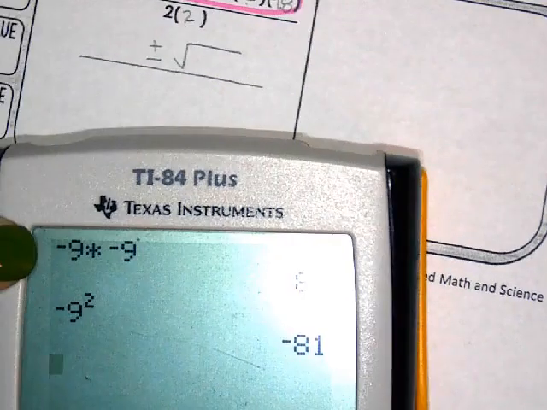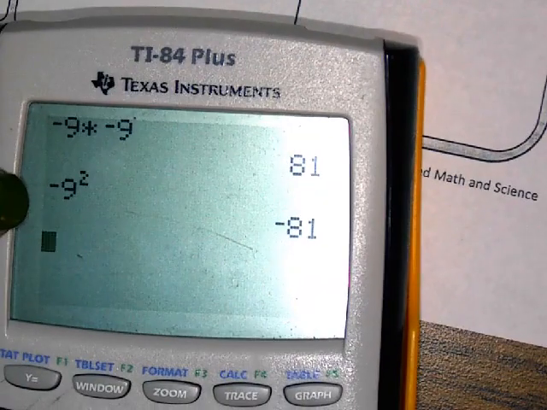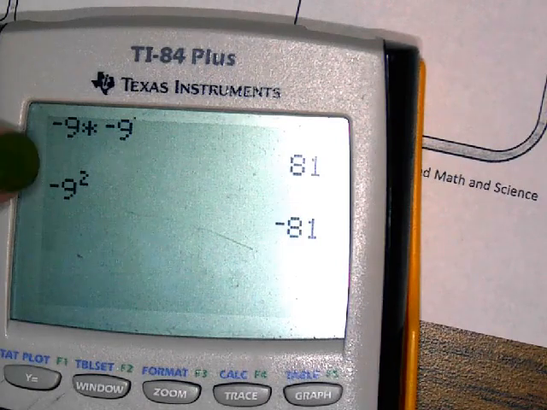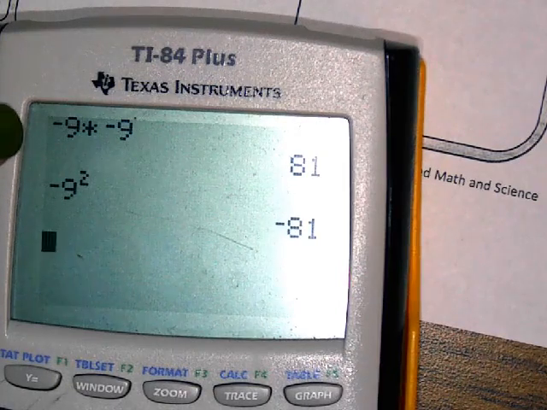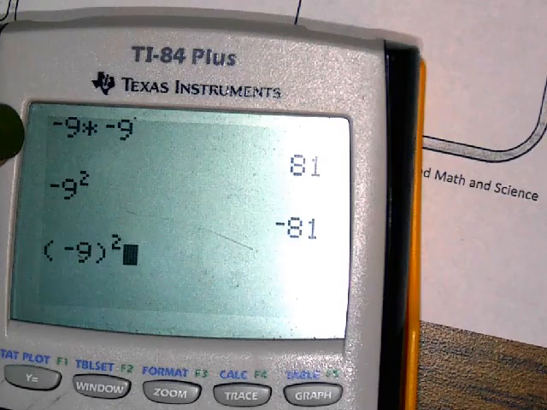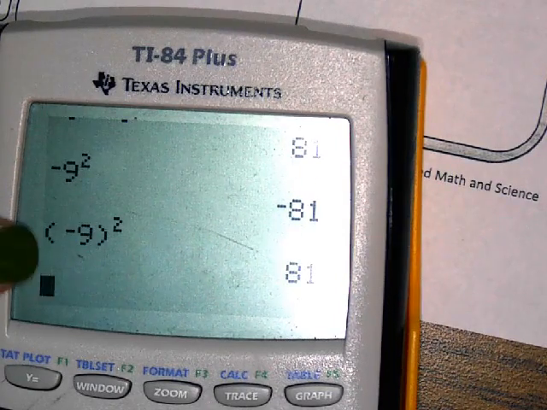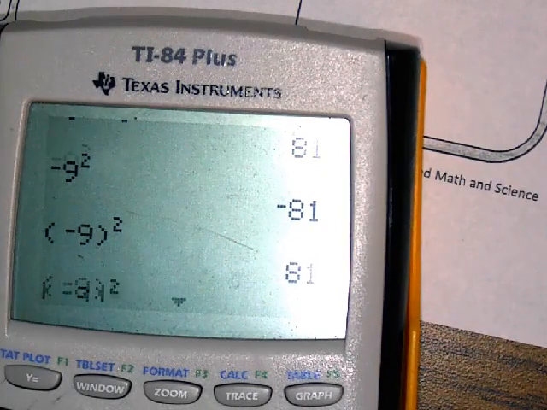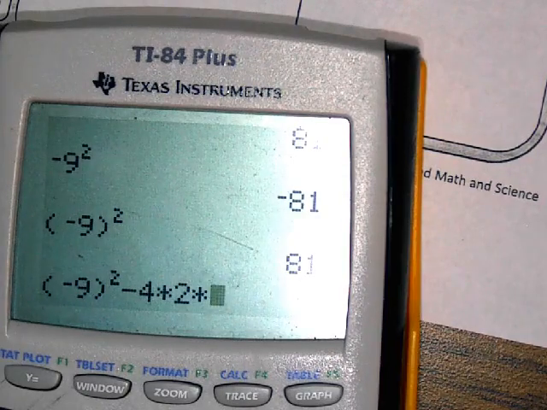So if we did negative 9 squared, we know that's positive 81, but if you type it like this, you get negative 81 because the calculator is squaring the 9, but it's not squaring the negative. So to make sure that you're squaring both, you have to type it in parentheses, negative 9 squared, like that, or else you get it wrong. Okay, so for our discriminant, we've got negative 9 squared minus 4 times a times c.